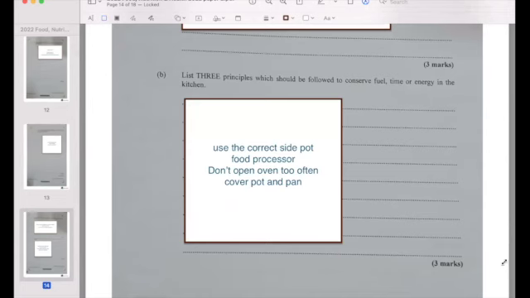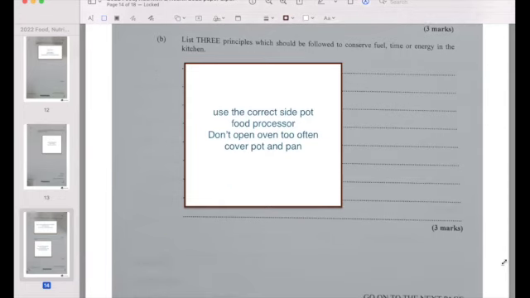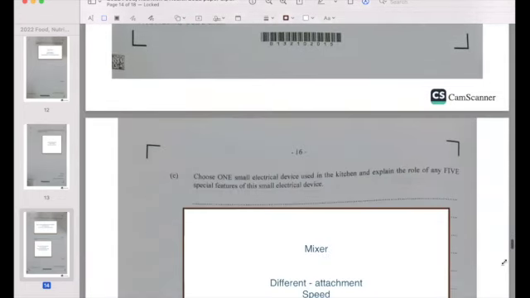These 3 principles that should be followed are to conserve energy, fluid, and time in the kitchen. 1, use the correct pot for the particular size of your stove top. Use a food processor if you can. Instead of using your manual, you can use a food processor to conserve time. Do not open the oven too often, because when you open the oven, cold air will go in and the temperature has to build up. Cover the pot on the stove, and the list goes on. So 3, you can choose any 3.